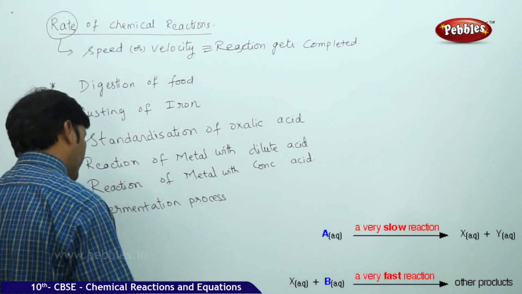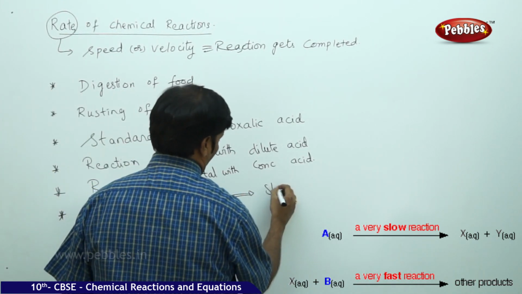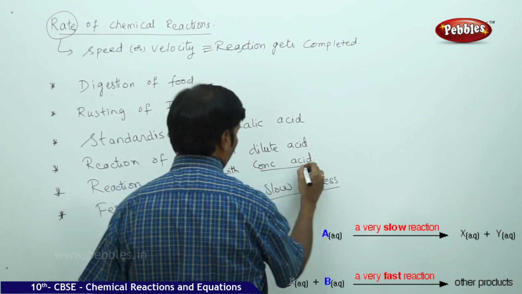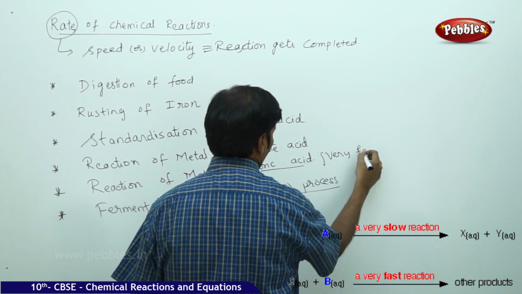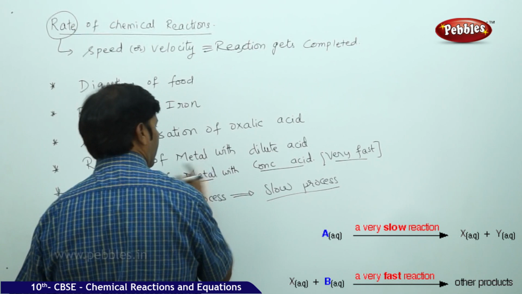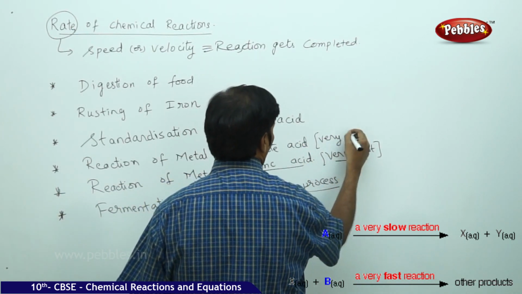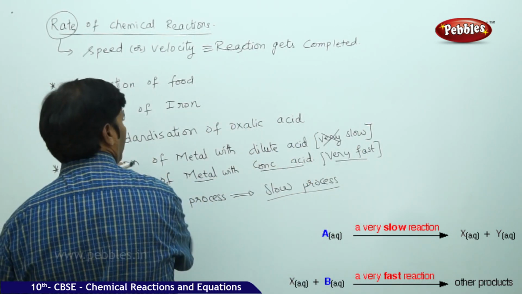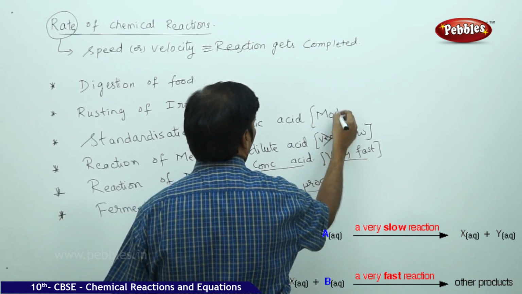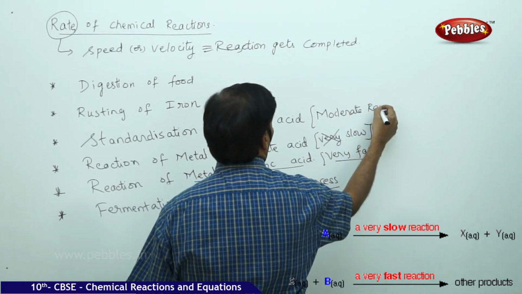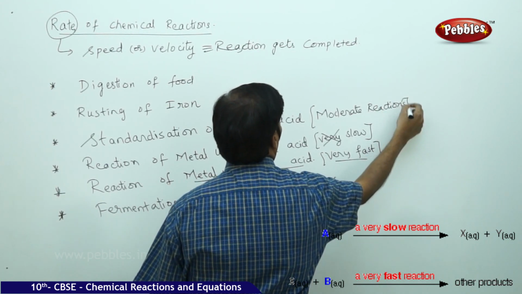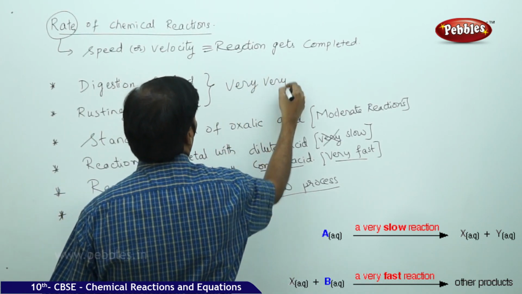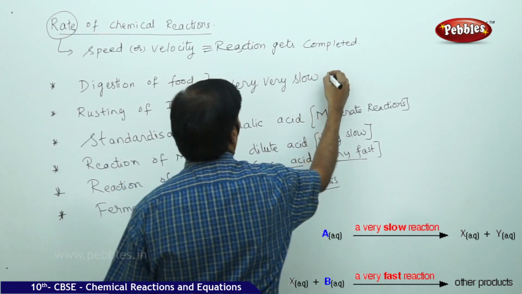What you are noticing in all these cases: the fermentation process is a slow process. Metal reacts with concentrated acid very fast. Metals react with dilute acids very slow, or you can say slow reactions. Standardization of oxalic acid, moderate reactions. Rusting of iron and digestion of food, very slow reactions.